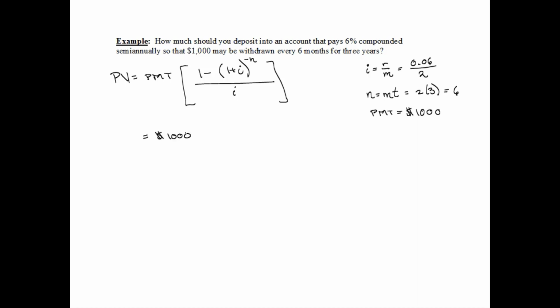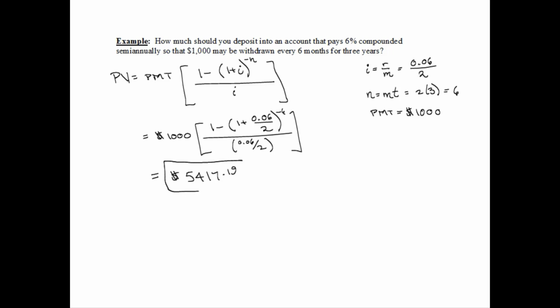So we have $1,000 times 1 minus 1 plus 0.06 over 2, all raised to the negative 6th power, divided by 0.06 over 2. Again, I suggest working with the most complicated part, which would be the numerator of this expression in brackets. Divide by that denominator and then multiply your answer by 1,000. Do it along with me and make sure that you end up with 5,417.19.